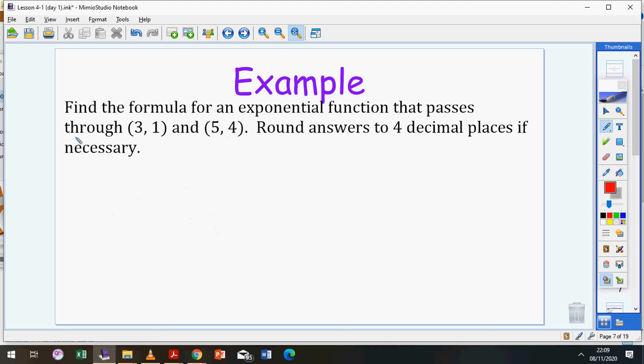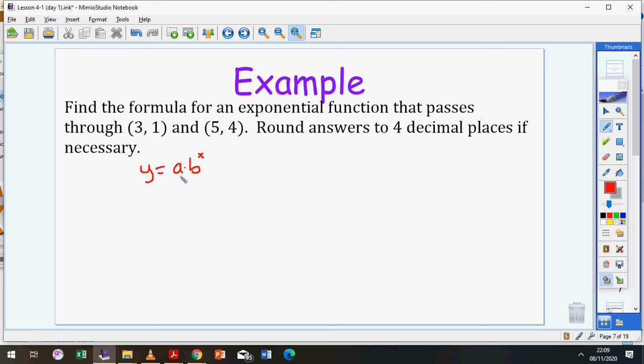Find the formula for an exponential function that passes through (3, 1) and (5, 4), and round your answers to 4 decimal places if necessary. Now, going back, I know that my formula for an exponential function is supposed to be y is equal to a times b to the power of x. That's the formula for an exponential function.